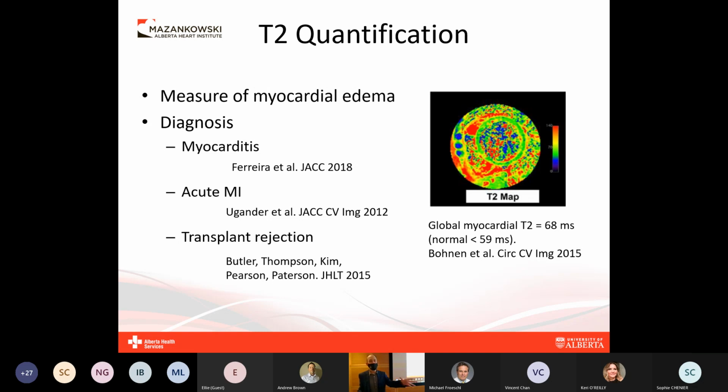T2 has also been used to characterize acute infarct, as well as area at risk from acute infarct. And then we've used T2 values as well to look for transplant rejection. It correlates well with histological evidence for transplant rejection.